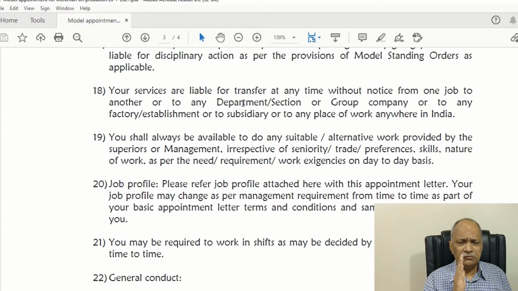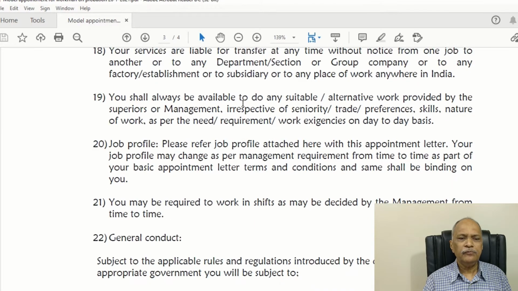It is one of the important clauses now, about the transfer of the services. Companies also mention the workman's transfer if situation warrants to any of their department, section or group company or any other factory, establishment or subsidiary anywhere in India. You also must be available for the alternative work. In case of any exigencies, it is required for the organization to offer you some other alternative work. You cannot refuse, otherwise it's a misconduct.